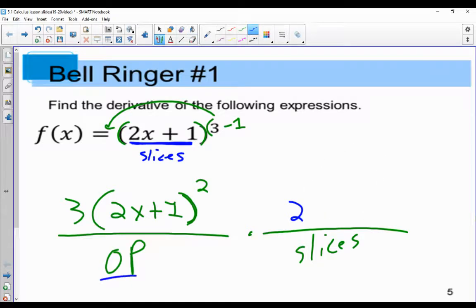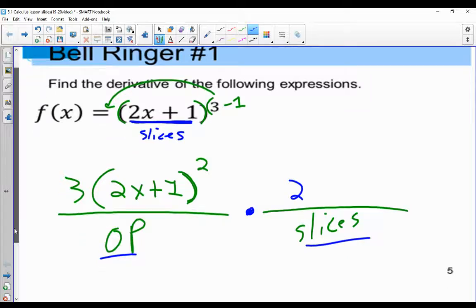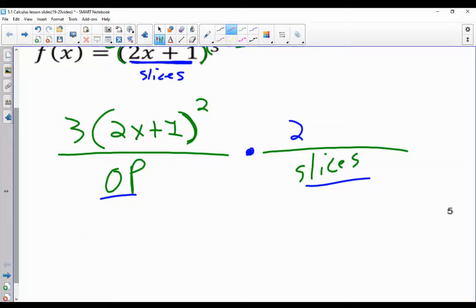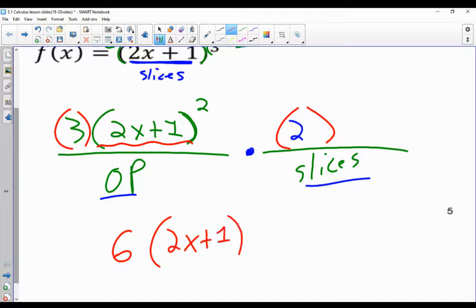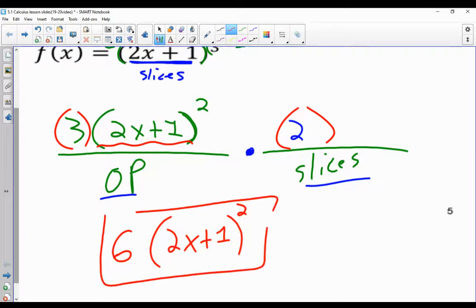So once you've derived the orange peel and once you've derived the slices, then you multiply both parts together. In this case, it looks like the only things we can multiply are the 3 and the 2, which will multiply to give you 6. And then the 2x plus 1 squared, we can't really do much with that, so we'll just leave it as is. So 2x plus 1 all squared. And that would be the derivative of your function. So that was just a refresher on the orange peel rule. I wanted to refresh you because we will be using this in today's lesson.